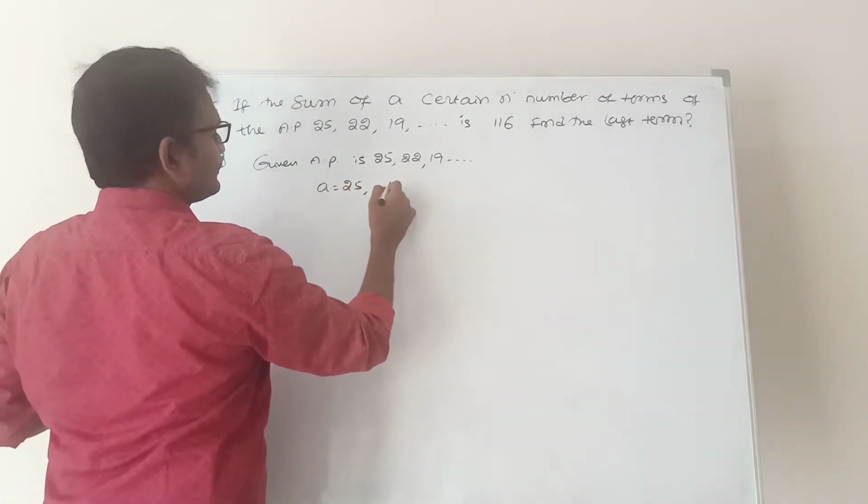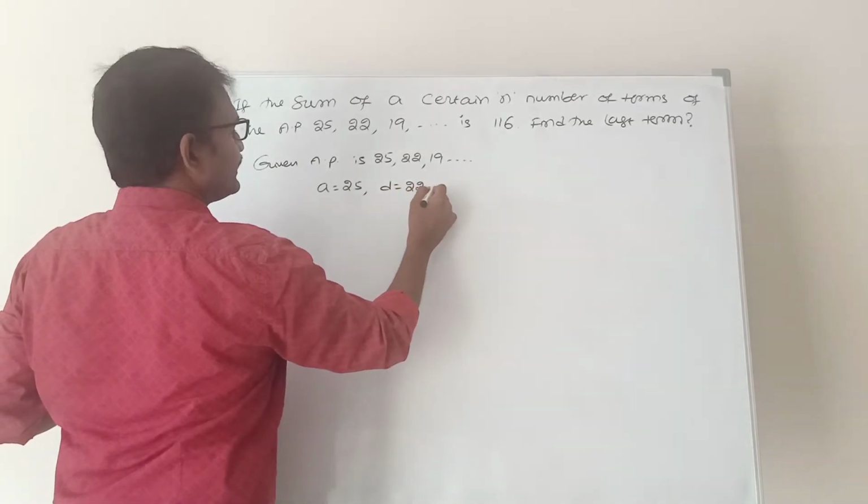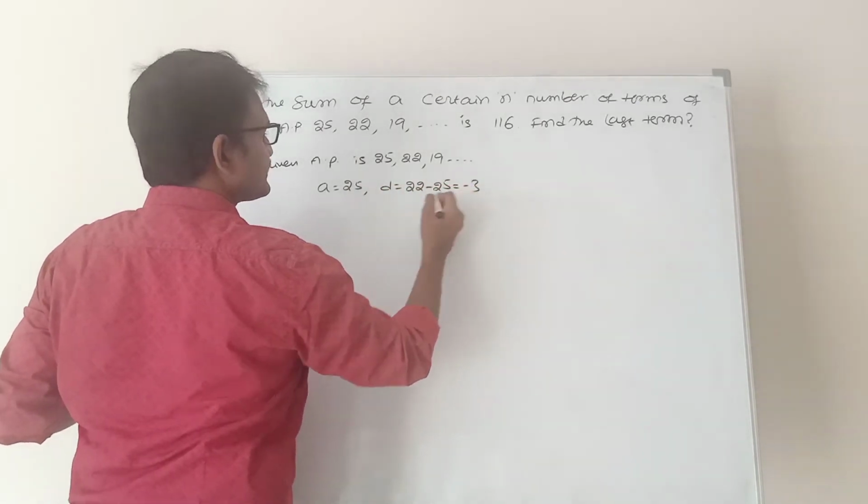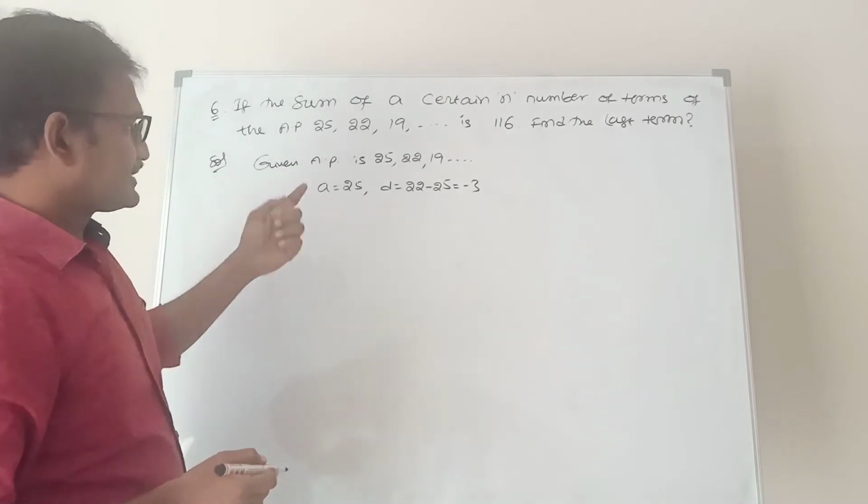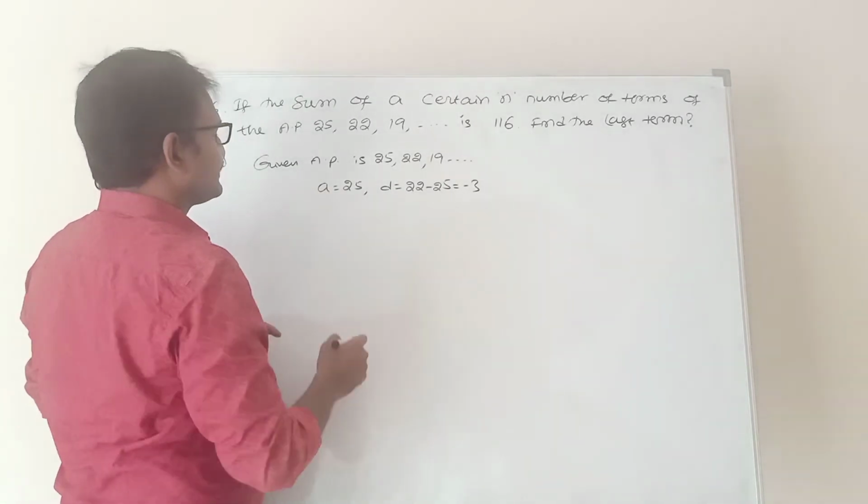First term is 25. D is equal to 22 minus 25, second term minus first term. D is minus 3. Common difference is minus 3.